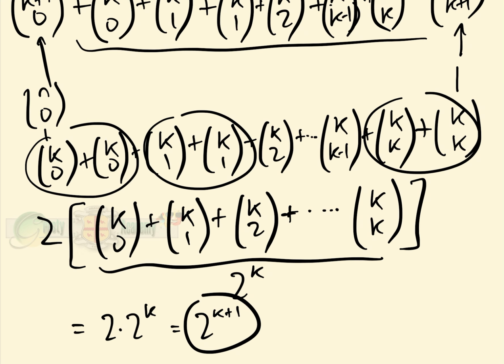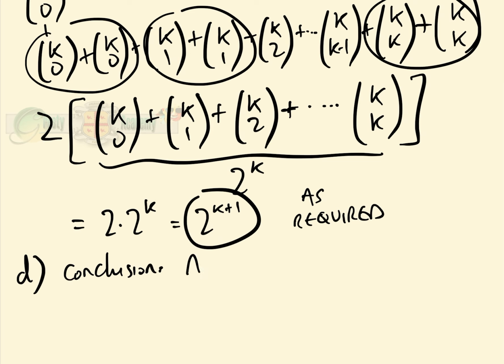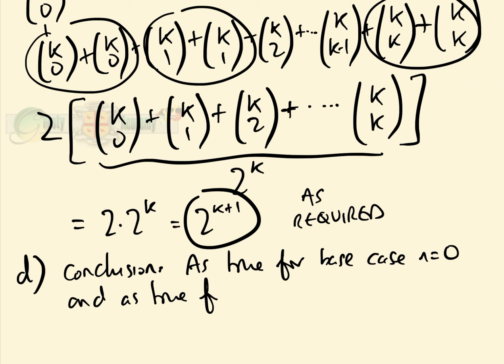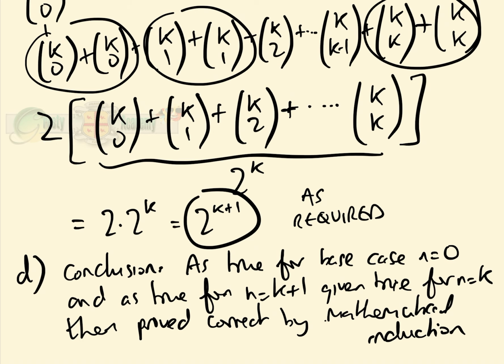So therefore we have done our part C, and all we need to do now is just write our conclusion, which is part D, which is, as it's true for base case n equals 0, and as it's true for n equals k plus 1, given true for n equals k, then we have proved correct the statement by mathematical induction, and that gets us our extra mark. Okay, so that's that done.